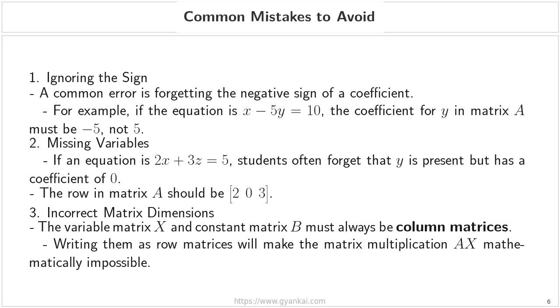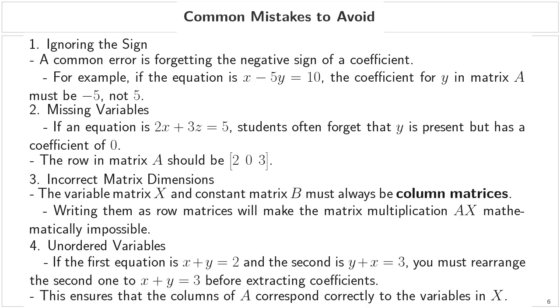Third, pay close attention to your matrix dimensions. Remember from our earlier discussion on the components of AX equals B that the variable matrix X and the constant matrix B must always be column matrices. If you accidentally write them as row matrices, the matrix multiplication of A times X becomes mathematically impossible. The structure must be vertical to work.